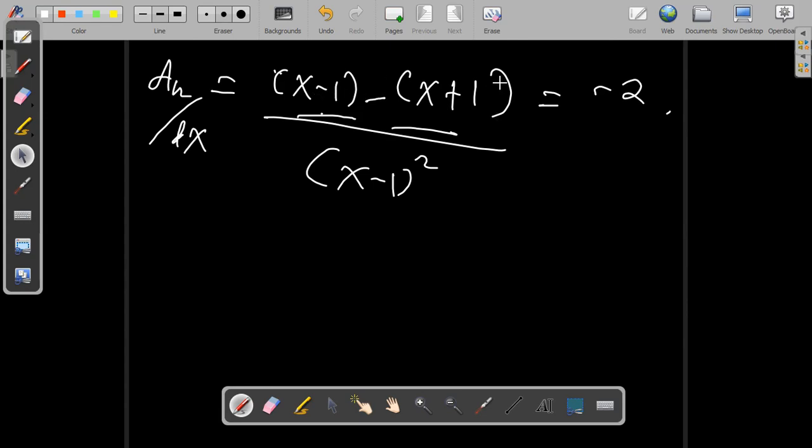When you minus, x minus x cancels out, and you take negative 1 and negative 1. It should be negative 1 minus 1, that will give you negative 2. So for that case, our answer will be negative 2 over x minus 1 raised to power 2. This will be the answer.